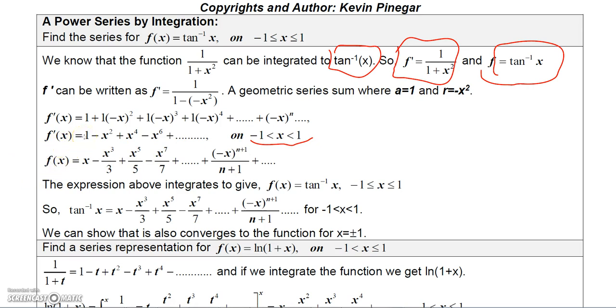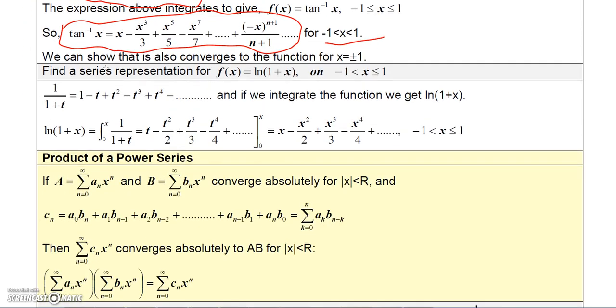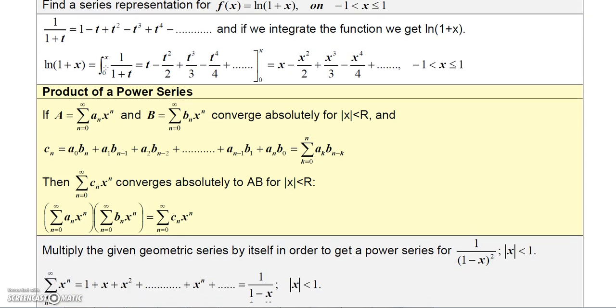Now, if you were to integrate this, you actually would get these terms where the nth term is minus x to the n plus 1 over n plus 1. And since this represents this series, and we know when we integrate this function, we actually get arctan of x, then that series must actually be the arctan of x, and it converges from negative 1 to 1. And actually you can then show that it converges at the endpoints as well, plus or minus 1.